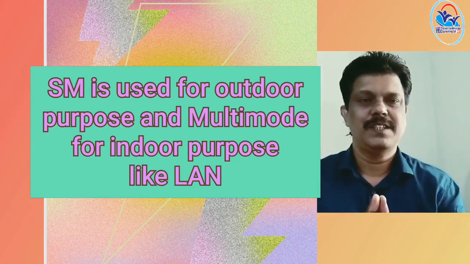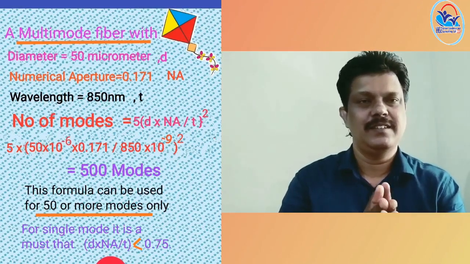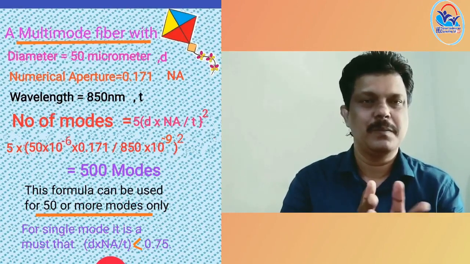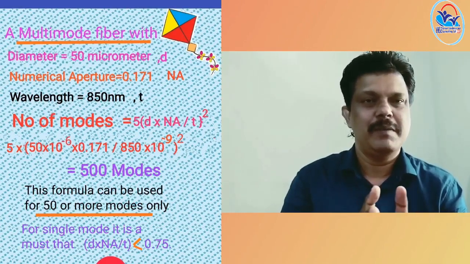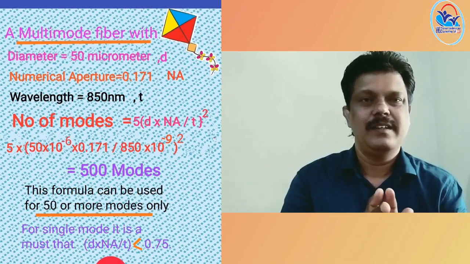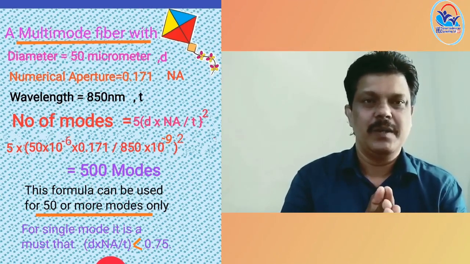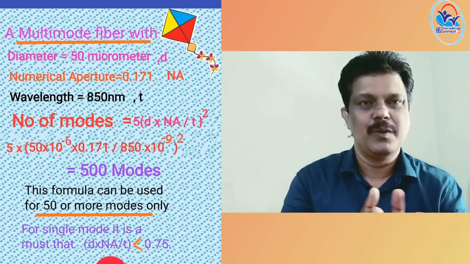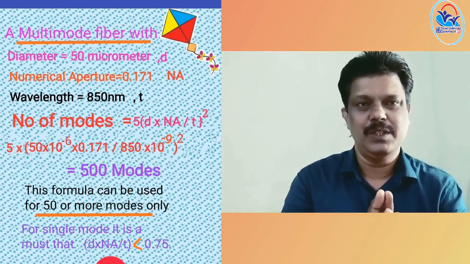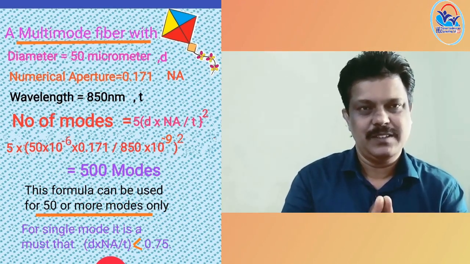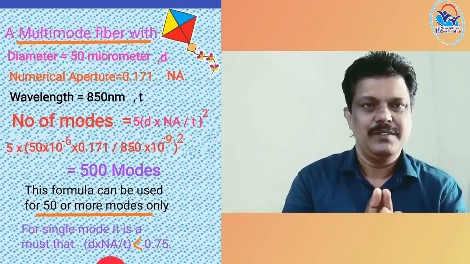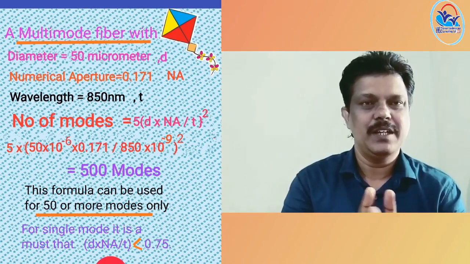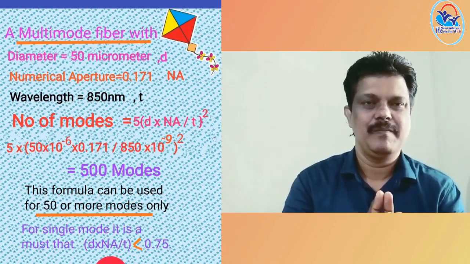From all these observations, we can say that the number of modes present in an optical fiber core is proportional to the square of the diameter of the core and the square of the numerical aperture of the core. At the same time, the number of modes is inversely proportional to the square of the wavelength that is used in the fiber. We can see the equation for finding out the number of modes here.